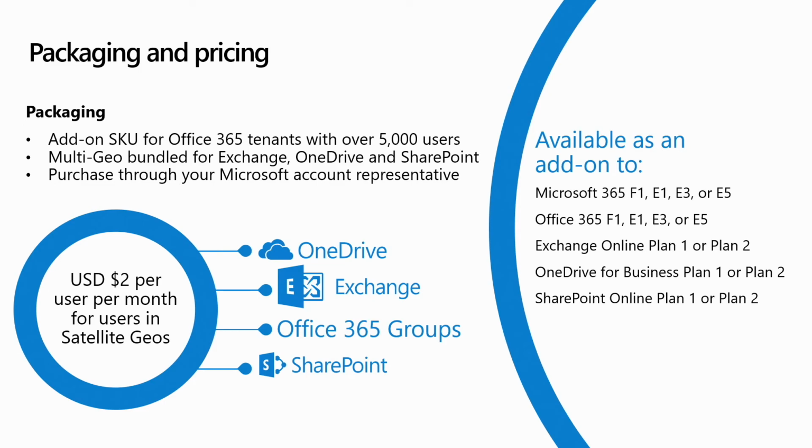And then finally, it's available as an add-on to a number of SKUs listed on the right. So your specific M365, Office 365 SKUs, Exchange Online Plan 1, OneDrive for Business Plan 1, and SharePoint Online Plan 1 and Plan 2 SKUs are available for Multi-Geo.